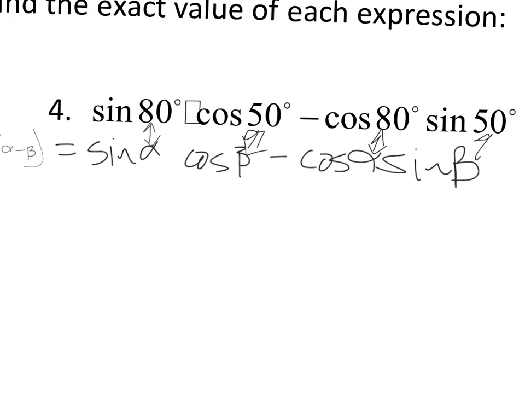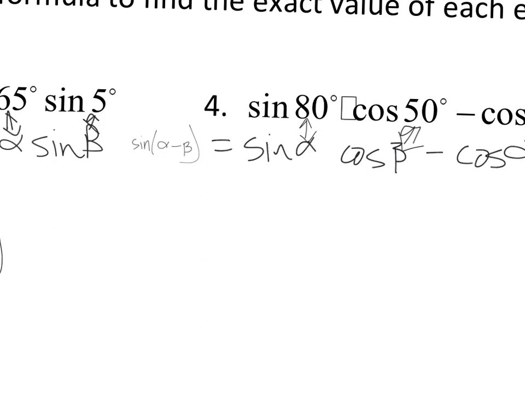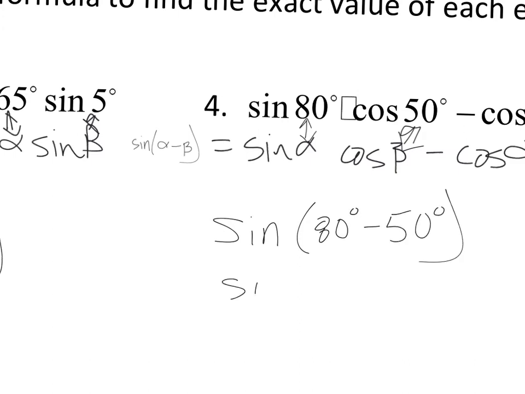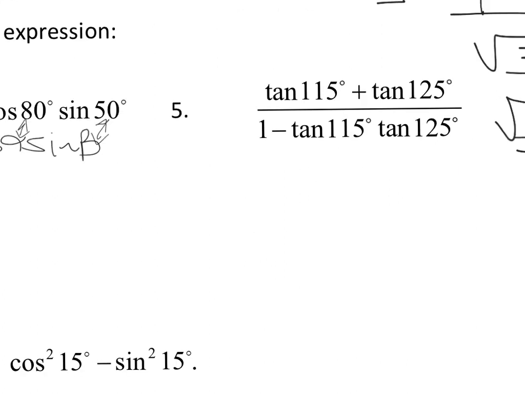Sorry, those are not the nicest arrows. So if I take my formula here and I plug in 80 for alpha and 50 for beta, then we just simplify as best as possible. 80 minus 50 is 30. Sine 30, we can calculate that. That again, as we had in the first one, is 1/2. Next we have tangent.